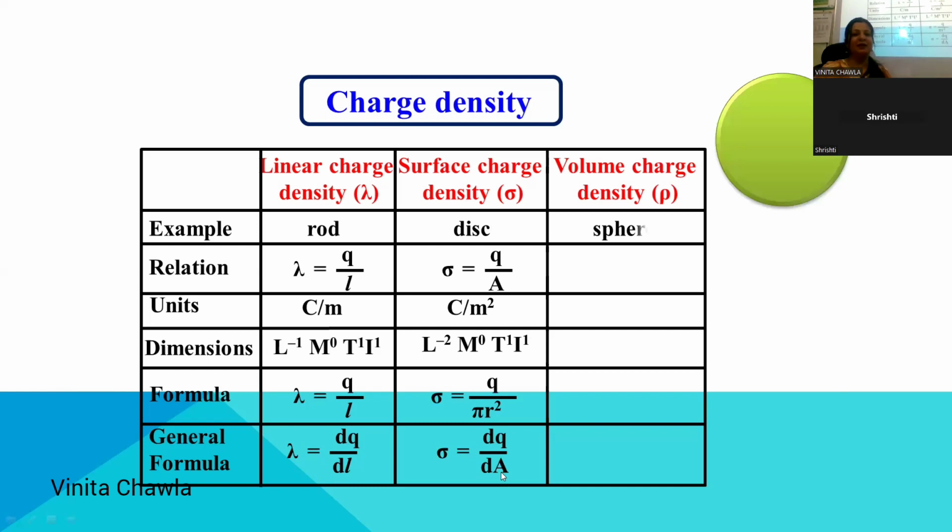Volume, we're taking sphere this time. Example is sphere. It is Q by V. L minus 3 M. Okay. Shabash. 4 by 3 pi r cube. What will come below? Last dq by d. Very good.